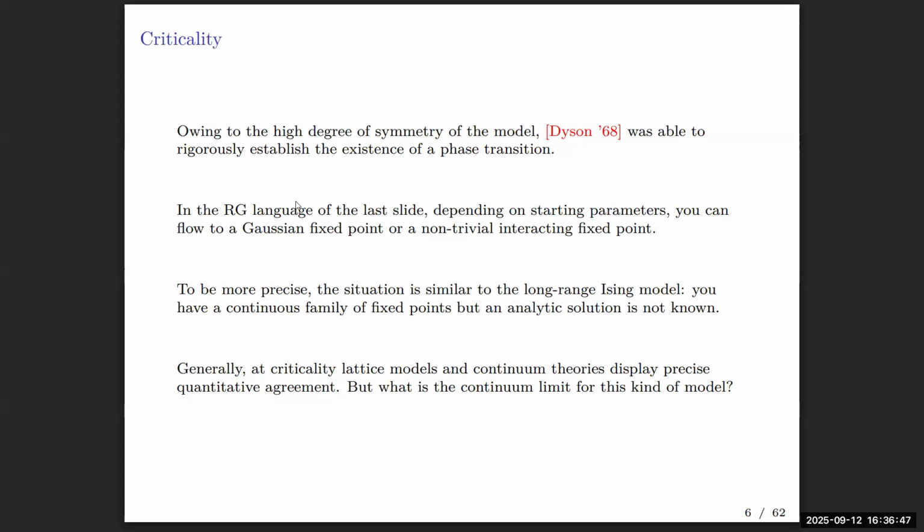Okay. So in the RG language, you can flow to a trivial, free fixed point, or there's a non-trivial interacting fixed point. And if any of you are familiar with the long-range Ising model, this is a very similar scenario, because you don't just have one non-trivial interacting fixed point. You actually have a continuous family of them.